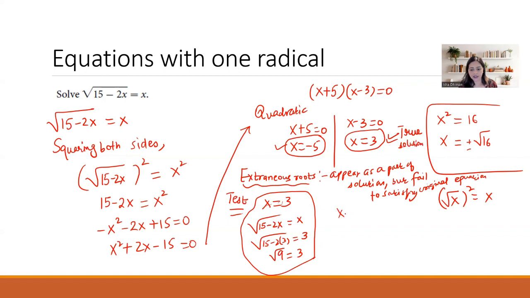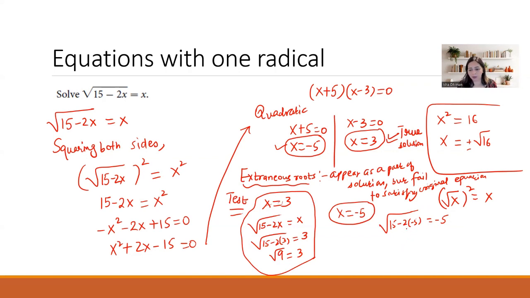Now let's test the other one, x equals -5. So take the original equation, put -5 in place of x. Now, even before simplification, I know this is incorrect because you are setting a square root equal to -5. It doesn't matter whatever is inside the square root. A square root can never be equal to a negative number. So here also I can just conclude this is incorrect.